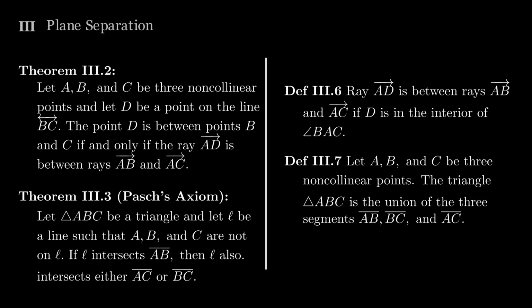For Theorem 3.2, it tells us that for a point D to be between B and C, the ray AD has to be between rays AB and AC. This applies vice versa. We'll also be proving later on why this works. For Pasch's axiom, we've already seen this in a previous video, and it states that if a line enters through one side of the triangle without going through any of the other vertices, it must exit through one of the other sides.